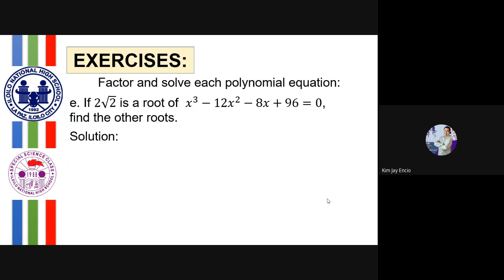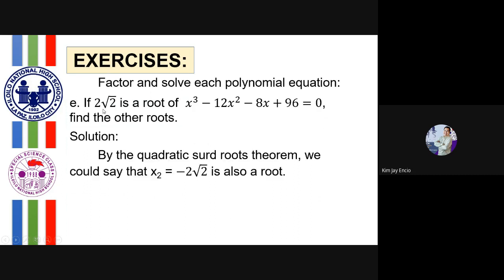Here's another one. If 2 square root of 2 is a root of x cubed minus 12x squared minus 8x plus 96 equals 0, find the other roots. Remember, by the theorem we discussed earlier, we know that 2 square root of 2 is irrational. And if the positive is present, then the negative should also be there. By the quadratic third roots theorem, we could say that negative 2 square root of 2 is also a root, right? And combining them into a single expression, we have x equals plus minus 2 square root of 2.